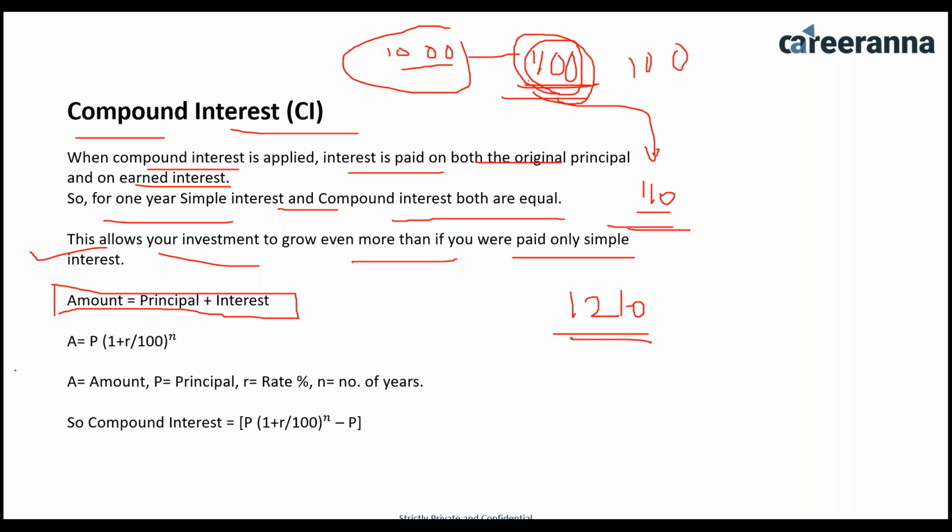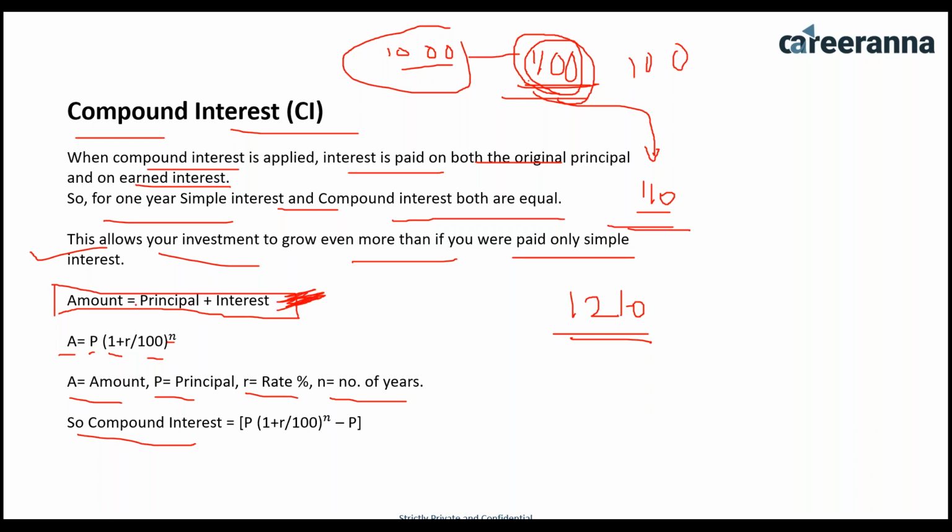Now we have a formula: A, amount, equals principal multiplied by (1 plus R by 100) to the power n, where A is the amount, P is principal, R is rate percent, and n is number of years. You can take it as T as well. So compound interest would be amount minus, you can take this equation.